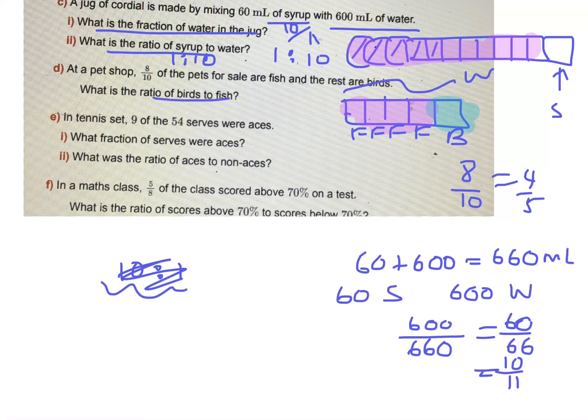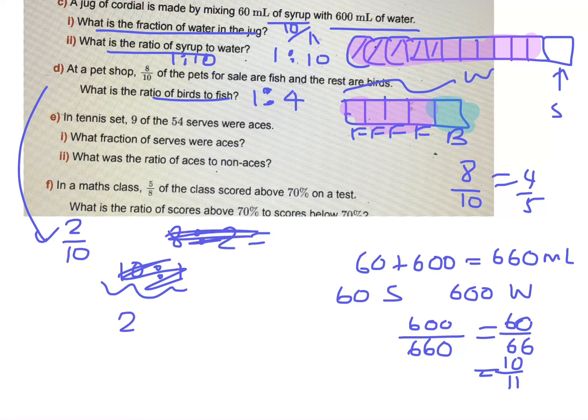What is the ratio of birds to fish? 1 to 4. You could also think about it as 2 out of 10 would be birds. So it's 8 to 2. Oh, sorry, that would be fish to birds. So it's 2 to 8. So that would be birds to fish, which is 1 to 4. So basically, the total on the bottom is how many altogether. But if you just want the ratio of the fish to the birds, or the birds to the fish, then you take the 2 to the 8, which is 1 to 4.